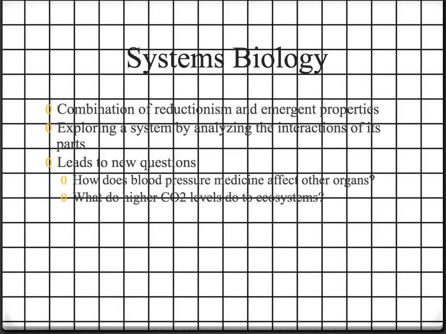So some examples of that: how does blood pressure medicine affect other organs? So sure, fine, you've got this medicine that's going to lower your blood pressure, but what does that do to your liver? What does it do to your kidneys? What does it do to you as a human? Okay, so we have to look at a whole systems biology. We don't want to just treat one thing and then end up having lots of other problems because of that. And another example would be higher CO2 levels in an ecosystem. How does that affect both the living and non-living components of the ecosystem?